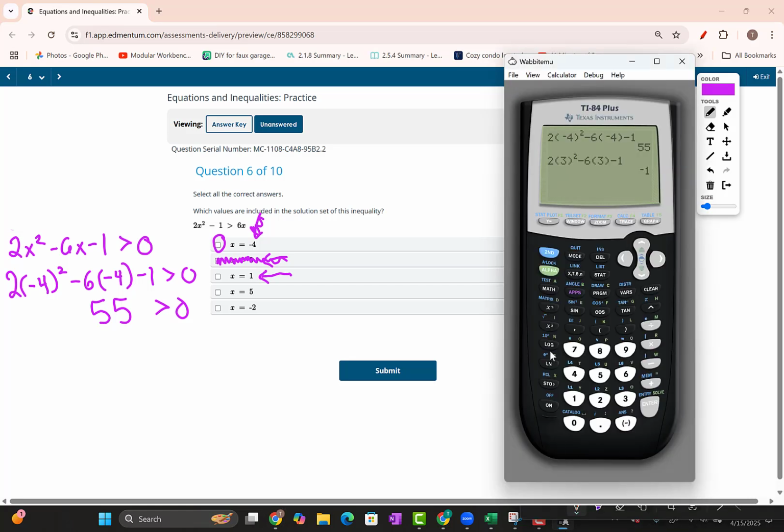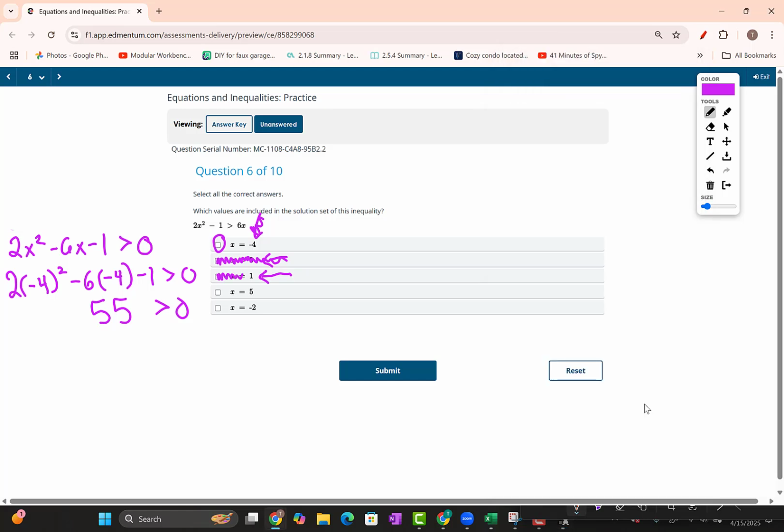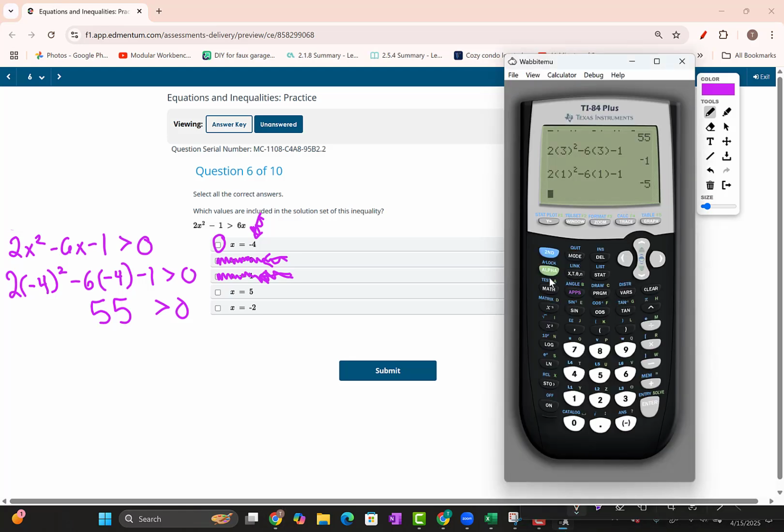Check +1. So here I'm just going to type over the 3 with the +1. And we get -5. Is -5 greater than 0? No. Let's check it 2 more times.